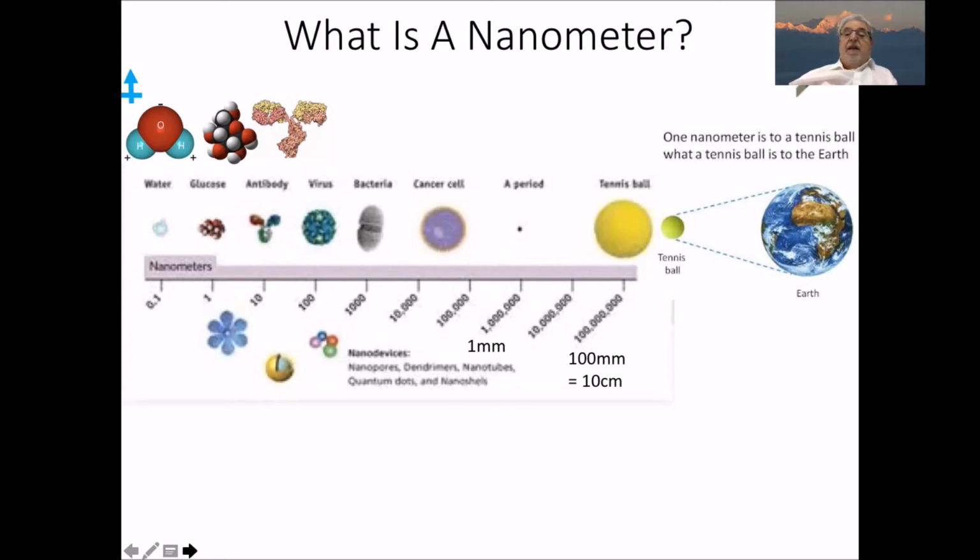There are other molecules that we may have heard of, especially in this era of COVID-19, and that is antibodies. Antibodies are closer to the several nanometer regime. And then there are viruses. Viruses are about 100 nanometers. And these viruses that are 100 nanometers or so are a general dimension of viruses.